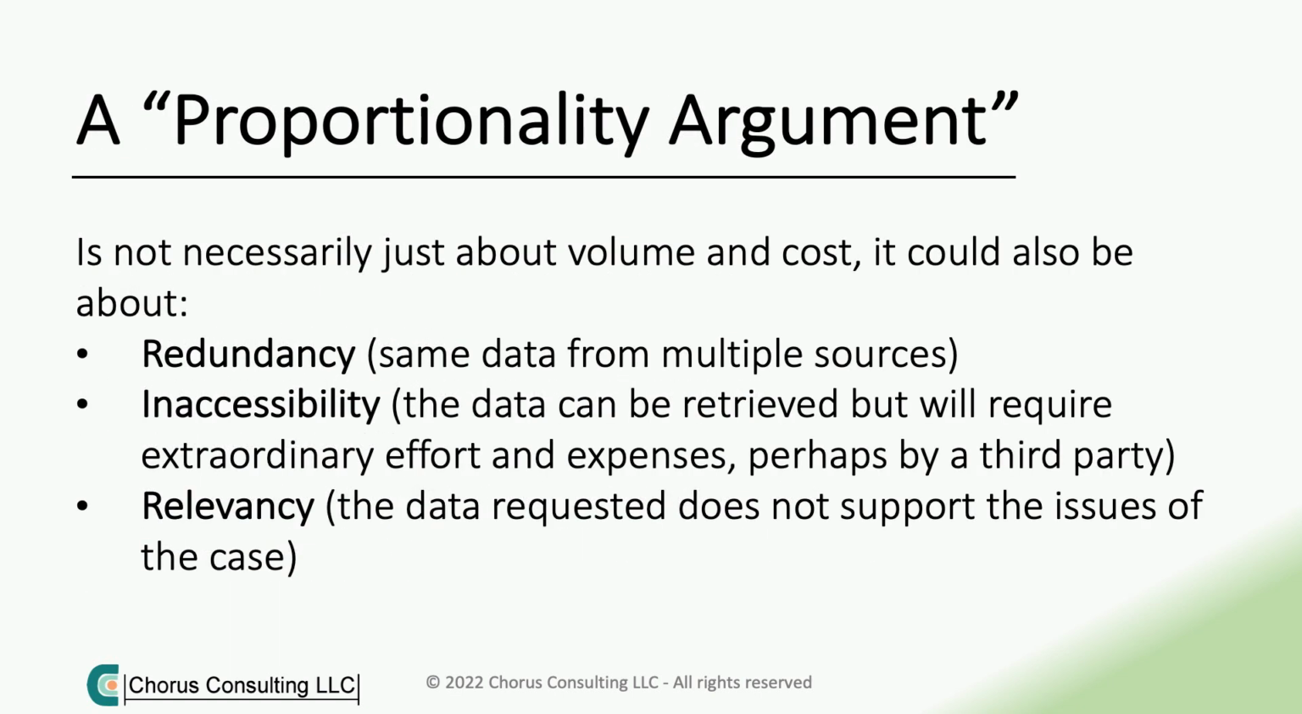So, a proportionality argument is not necessarily just about the volume of data and cost. It could also be about redundancy, the same data from multiple sources, or inaccessibility. The data can be retrieved, but will require extraordinary effort and expenses, perhaps by a third party. Or relevancy. The data requested does not even support the issues of the case.